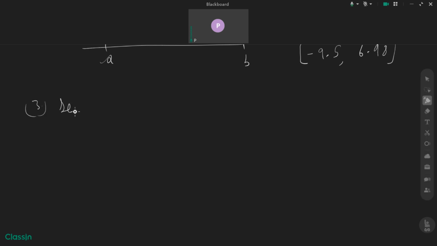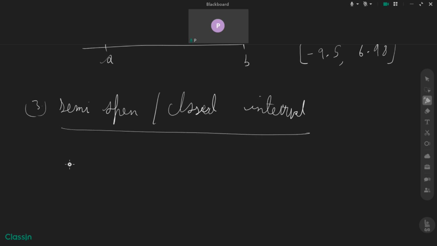The third type is known as a semi-open or semi-closed interval. If we have one side open and the other side closed, we call that semi-open or semi-closed, like this: either square bracket a comma b open bracket, or open bracket a comma b square bracket.